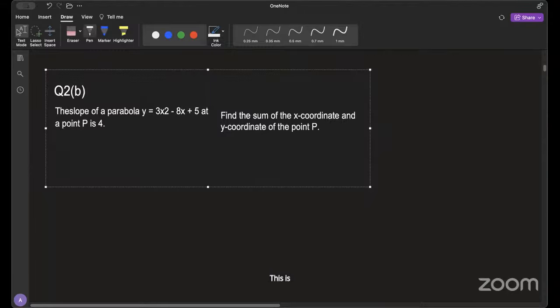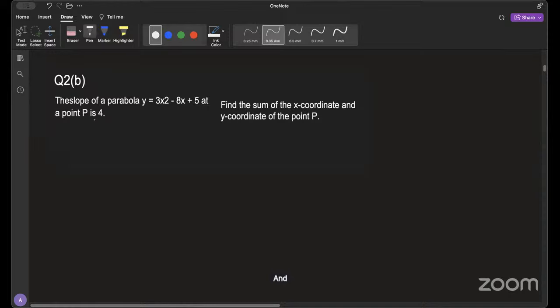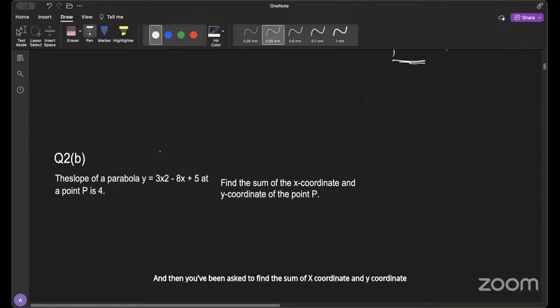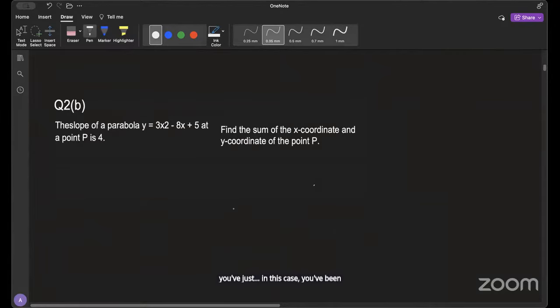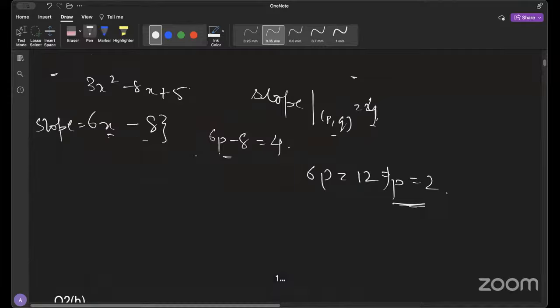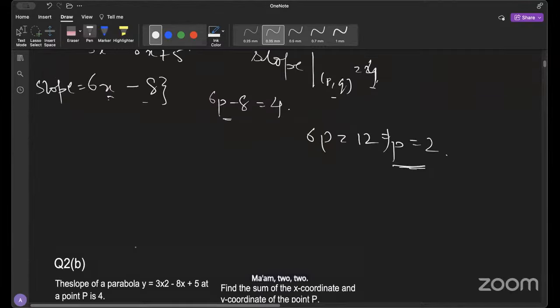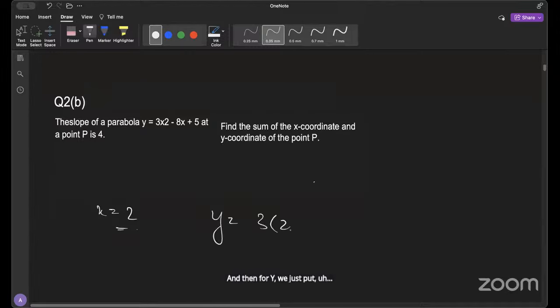And then this is another similar type of question where you've been given the same equation, I guess. Yeah, the same equation, and the slope, and then you've been asked to find the sum of x coordinate and y coordinate. So it's the same question, right? But in this case, you've been asked to find the x coordinate and the y coordinate both. So x we got as 2. And then for y, we just put 2 here. That's it.